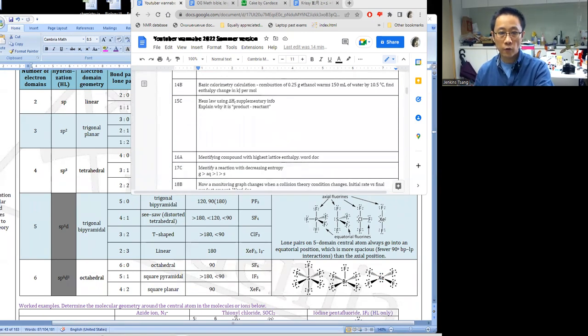Okay, moving on to question 14, which is basic calorimetry. It's supposedly a calculation, but the choices actually provide you with the expression instead of the actual value. So energy from burning that many grams of ethanol causes the temperature of 150 cm cube of water to rise by this many degrees. And then the enthalpy change of combustion in kilojoules per mole is asked for.